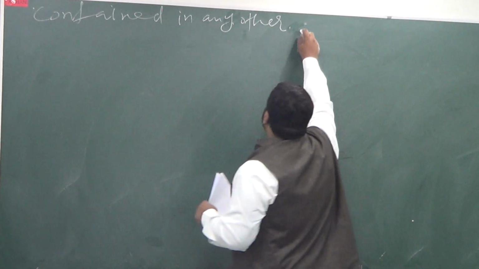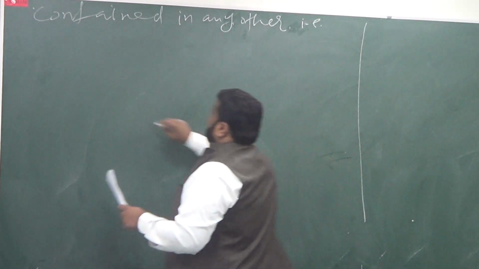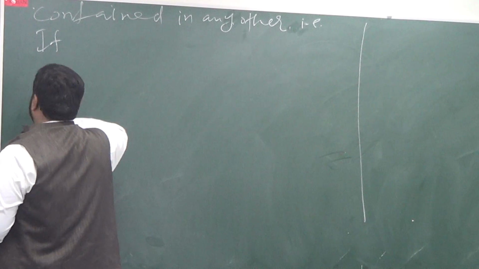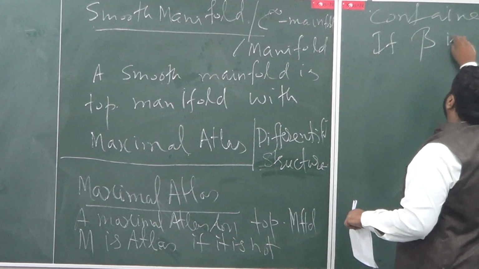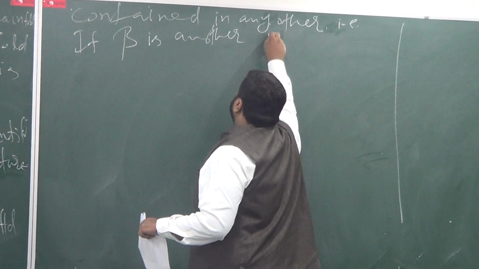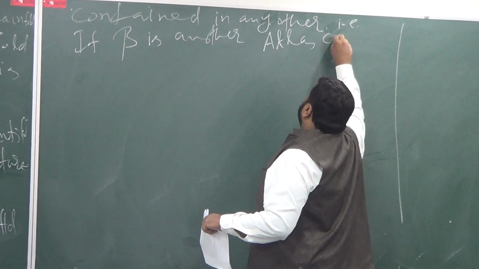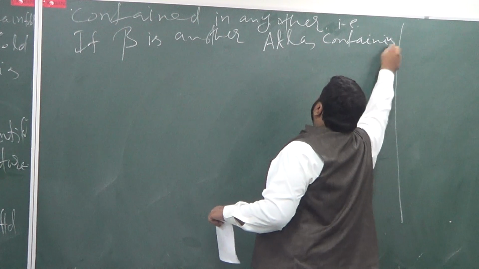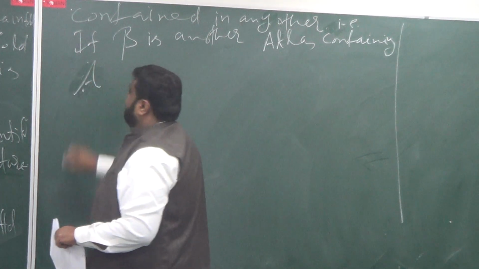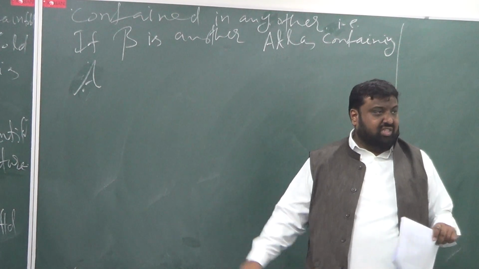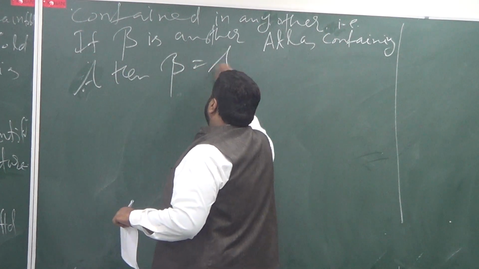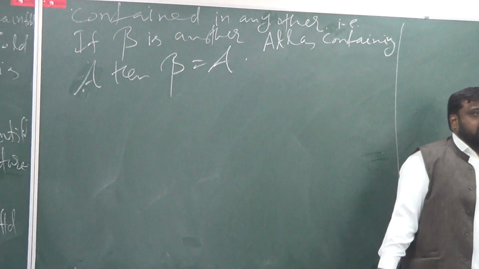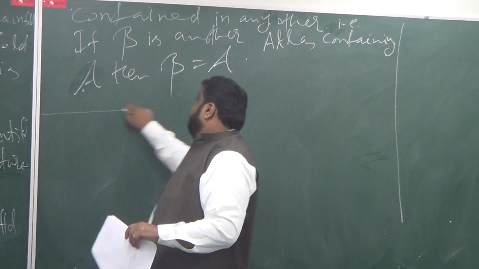So I can also write it this way. If the maximal atlas, let me give it a symbol, calligraphic A. So if calligraphic B is another atlas containing A, for example another atlas which is containing this potential maximal atlas, then calligraphic B equals A. This is what it is.